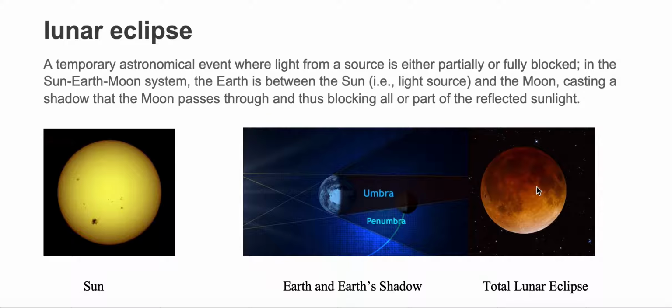The three celestial objects always involved in a lunar eclipse are the Sun, the Earth, and the Moon. And always the Earth will be between the Sun and the Moon. Another always is that the Moon phase will always be full.